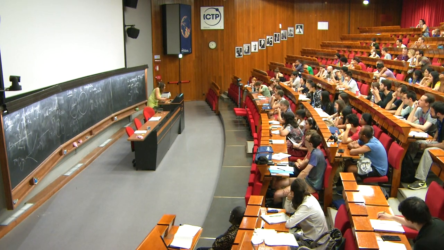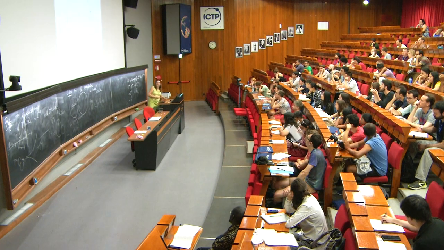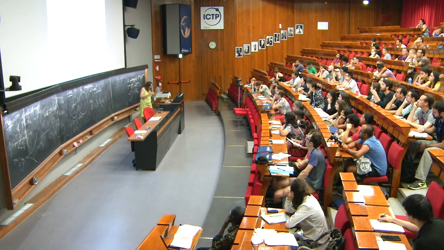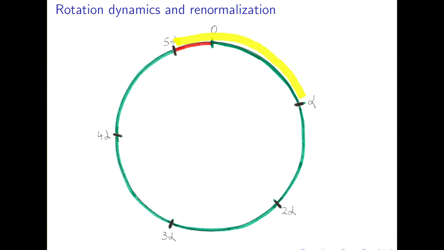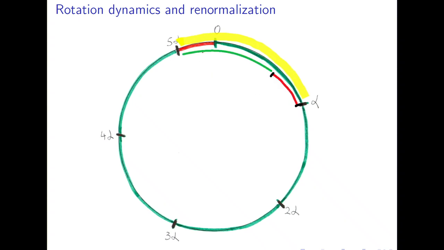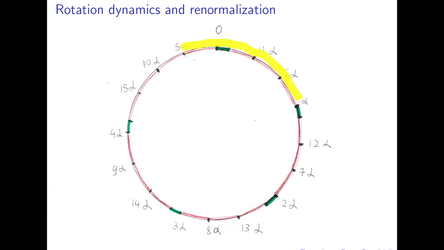Because remember, in this rotation picture that we saw yesterday, what I'm doing, I'm inducing. So I'm first inducing on this yellow interval and looking at the Poincaré map. Then when I'm cutting the red from the right, what I'm looking at actually is the first return map on the yellow interval of the rotation. So I need to look at iterates of the points to see when they come back.